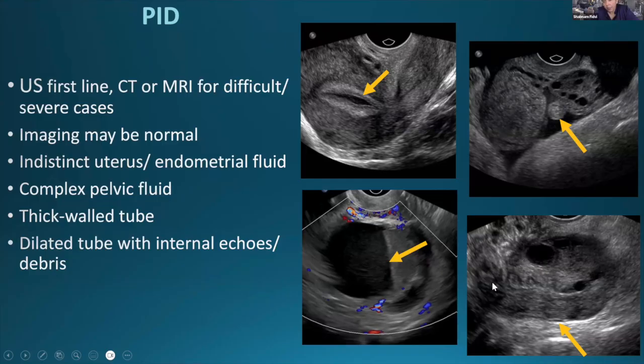This is the dilated fallopian tube containing diffuse echoes consistent with a pyosalpinx. This color Doppler transvaginal image again shows a dilated fallopian tube, particularly its fimbriated end, and the orange arrow is pointing to a fluid debris level. Again, this is consistent with a pyosalpinx.